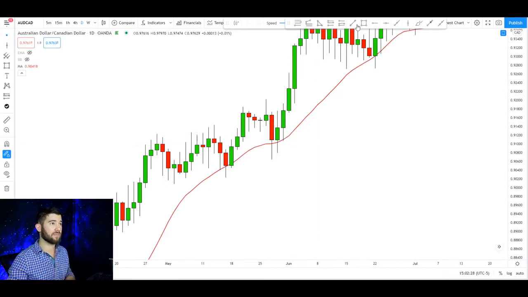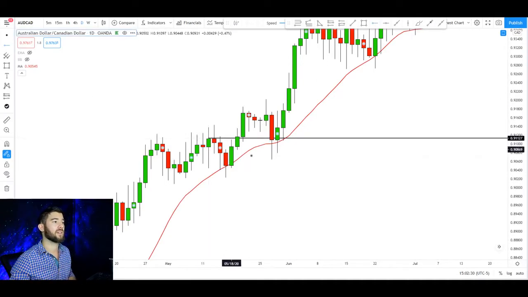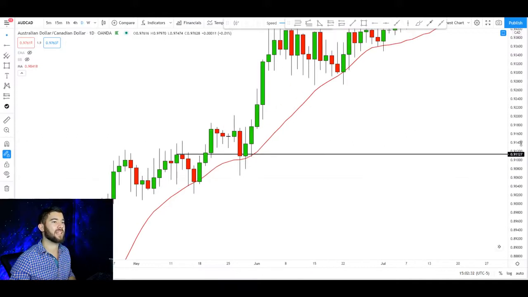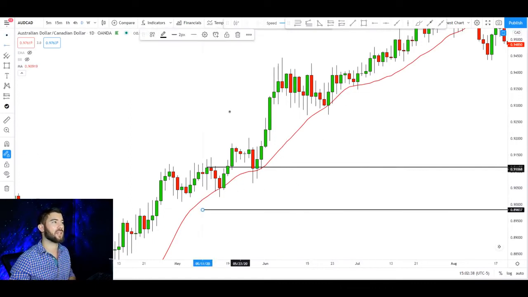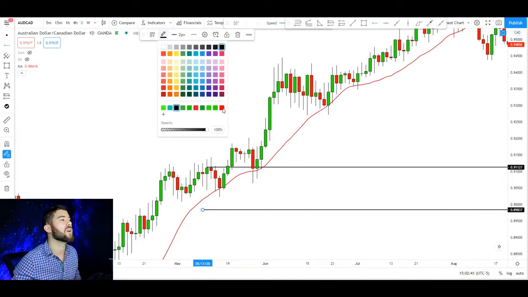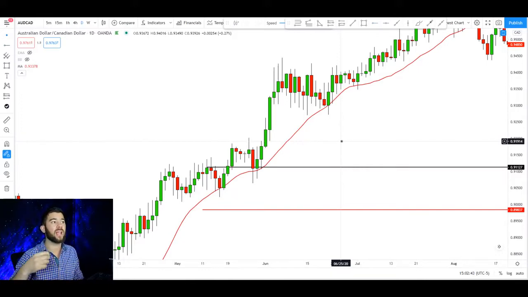So your entry would be right here. Boom, you enter the market. And at this point, you have a stop loss, 1 ATR, right, below the lows. So let's say here's your stop. I'm going to color that red. What you would do with the third way is use the moving average as a trailing stop.